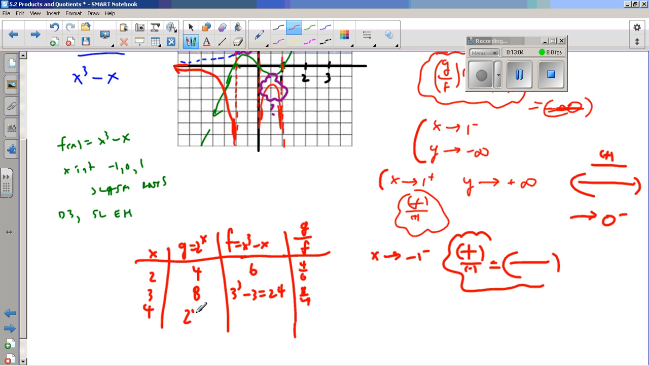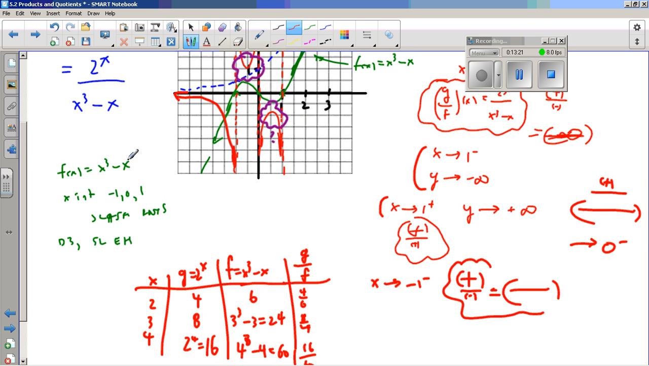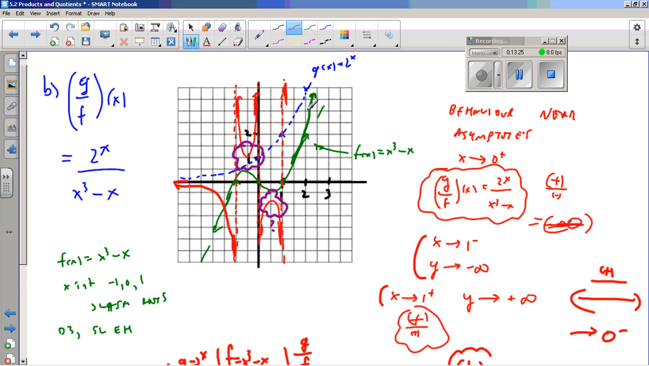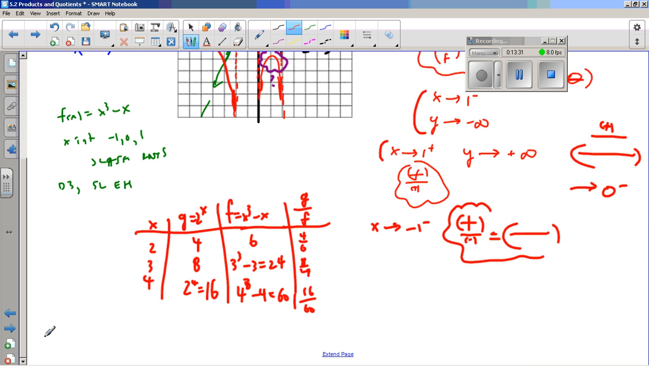And for a little while, it appears this is 4 to the exponent 3, which is 64. That's 60. So I get 16 over 60, which is another fraction. It appears that this will come down like this and be a horizontal asymptote at y equals 0. Now a strange thing happens.